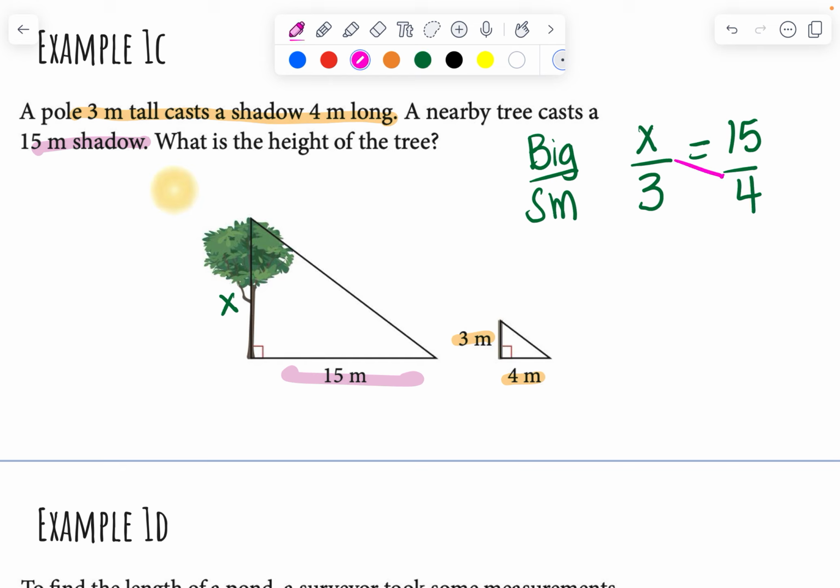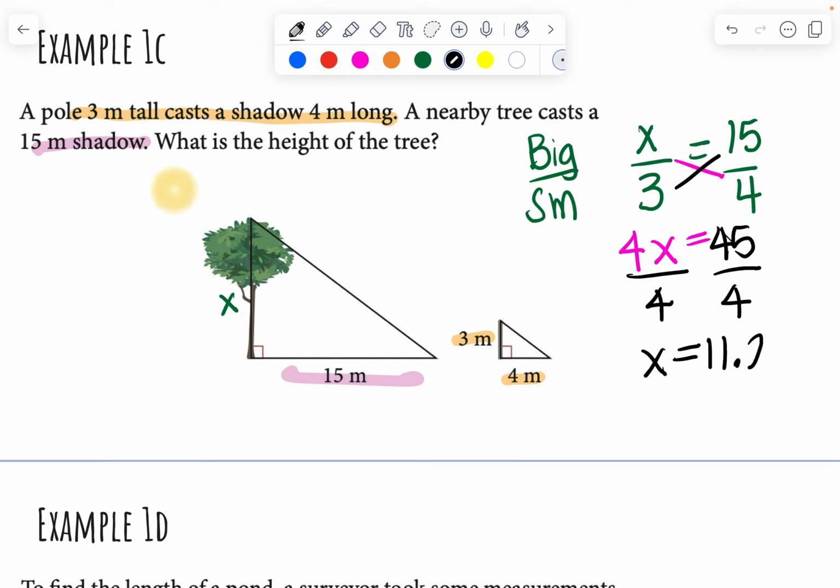And then solving this one, 4 times x is 4x. 3 times 15 is 45. And then dividing both sides by 4 to solve this, we will get that the height of the tree is 11.25 meters. Meters is our unit for this one.